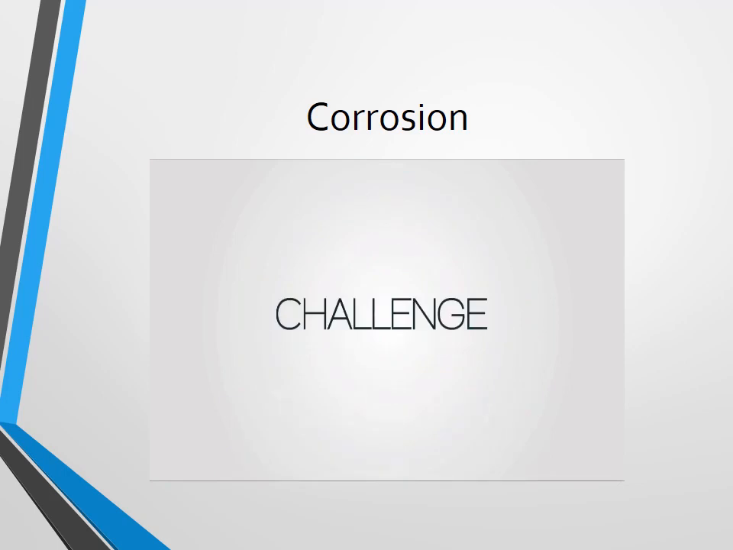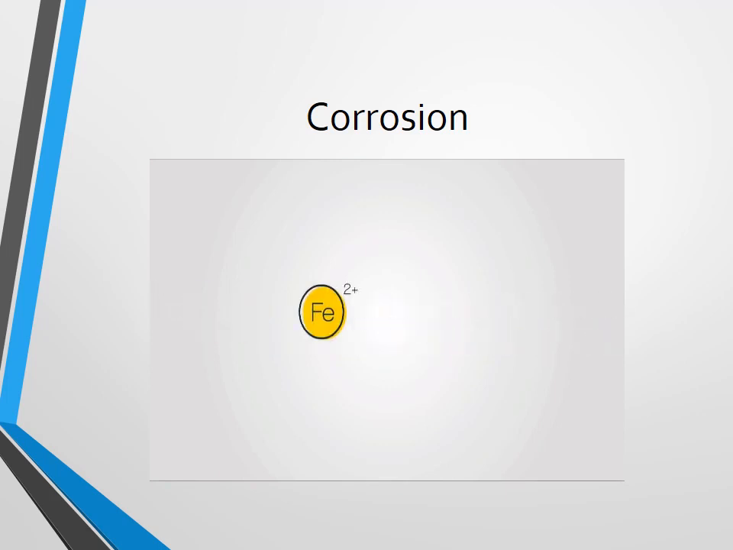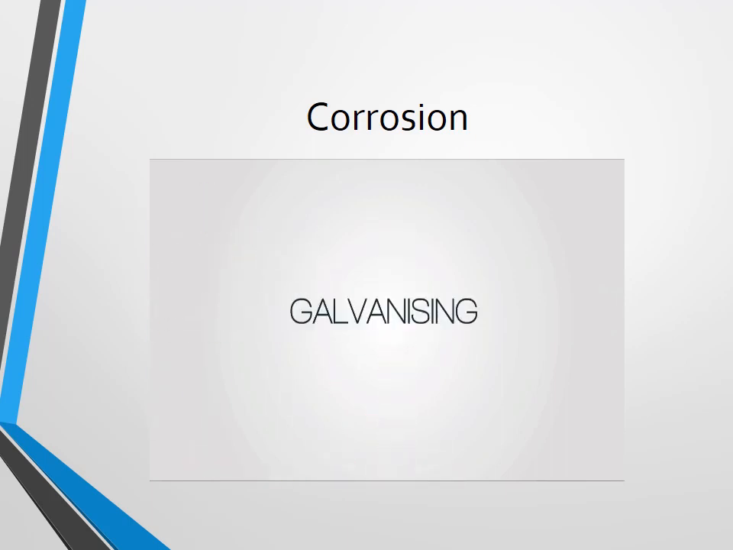Here's a challenge. How might you use this idea to protect the iron now? The answer is that by covering a metal like iron with another more reactive metal, like zinc, the zinc forms the zinc oxide layer quickly. The iron underneath is protected. This process is called galvanizing and can last up to 100 years.